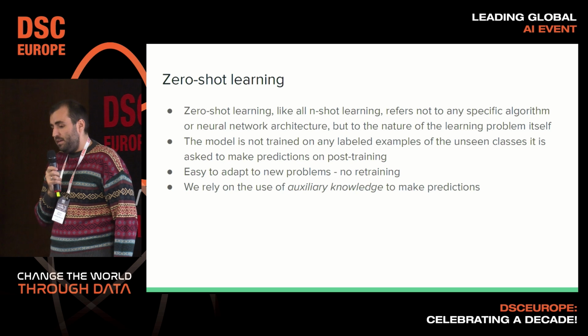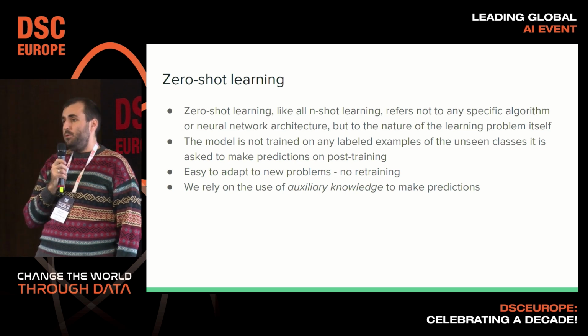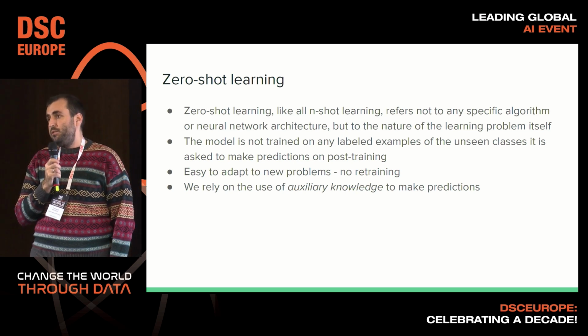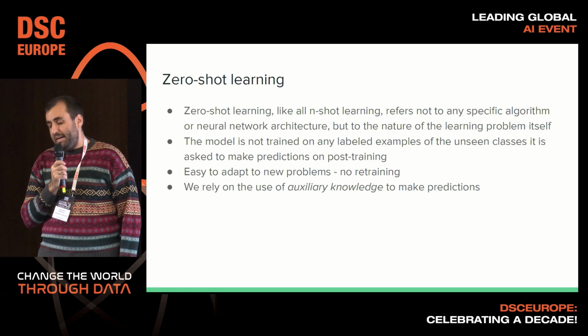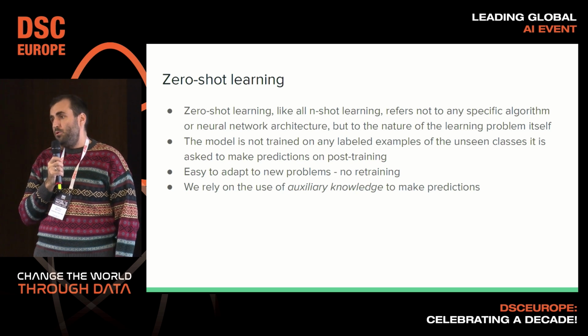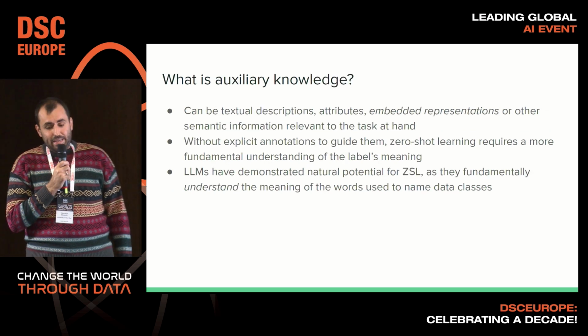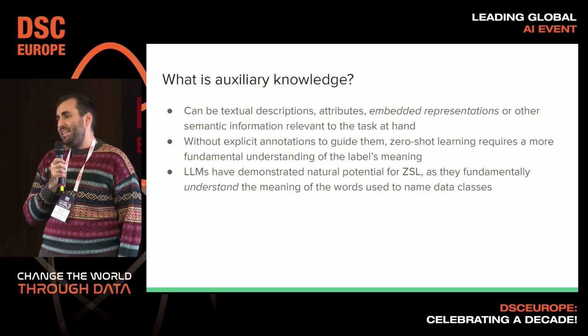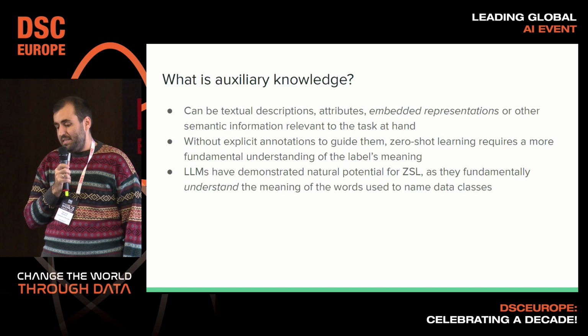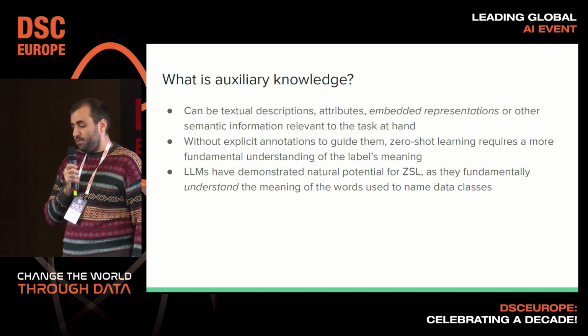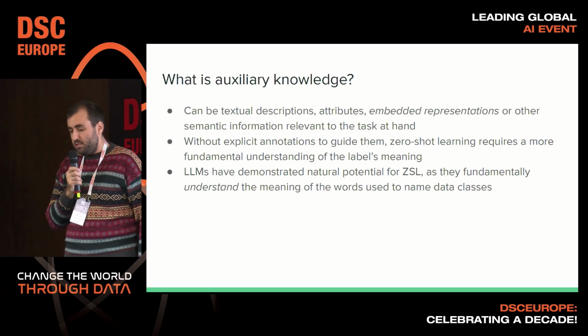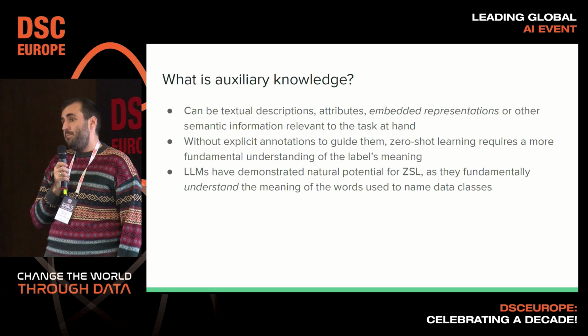Now, how can you do that? You can do that by not actually having labels like you usually have, but relying on some auxiliary knowledge, as we call it, to make the predictions on the data. Now, what is this auxiliary knowledge? It can be a lot of things. There is no single definition of what it is. In most state-of-the-art models of today, we are talking about embeddings.